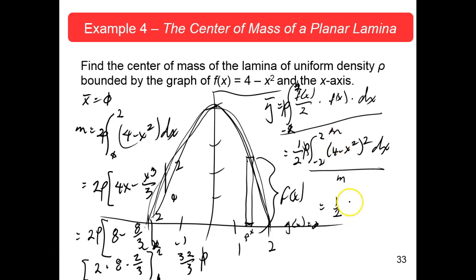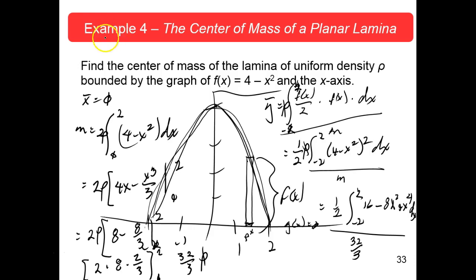Let's square that first. The integral from -2 to 2. Square that. Anybody? 16 minus 8x squared plus x to the 4th, and that's going to be dx. And that's going to be over 32/3. Okay. I'm rapidly running out of room here. That was fairly alliterative, wasn't it?